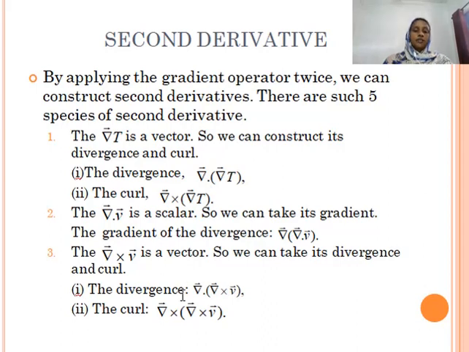Now there are 5 second derivatives, right? Using gradient T, which is a vector, you can construct second derivatives by taking divergence and curl. So there are two. Now divergence is a scalar quantity, so you have only one option: you can take the gradient of that function. That is the third one. Next one is del cross V. Del cross V is a vector, so you can take the divergence and curl of this del cross V. So in total you get 5 species of second derivative.